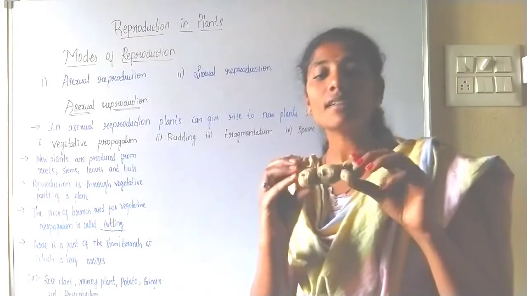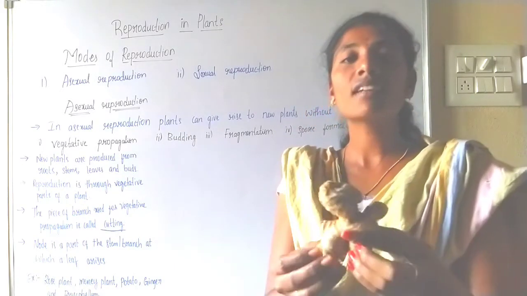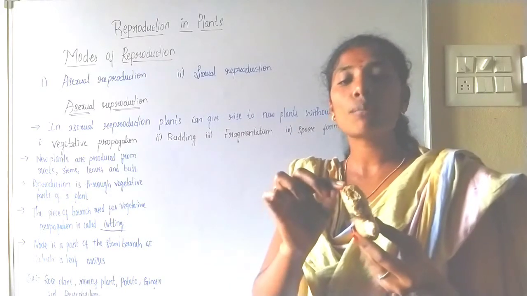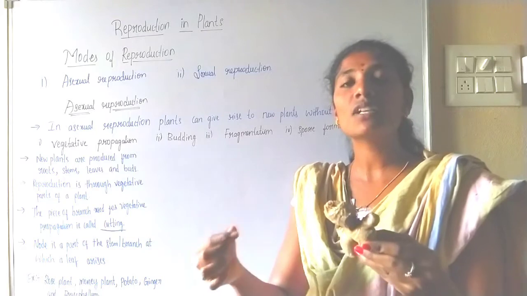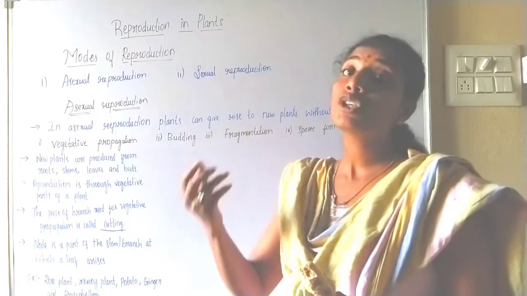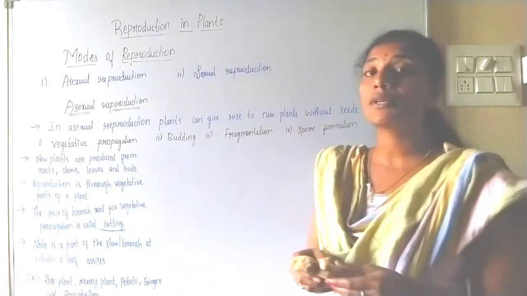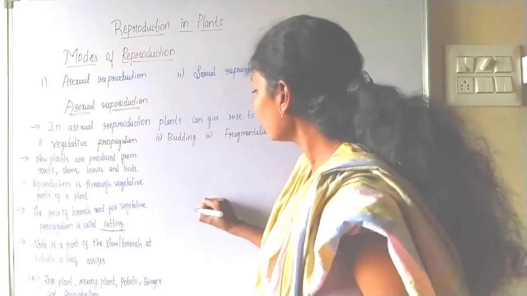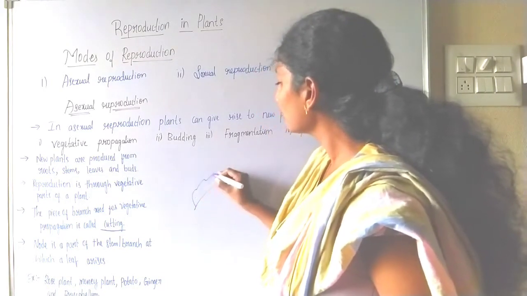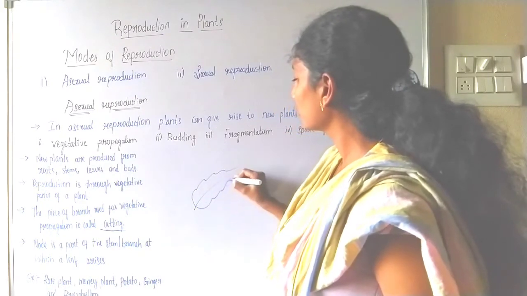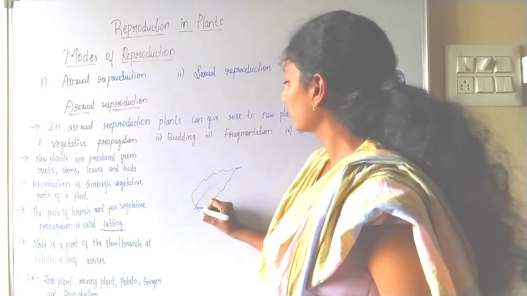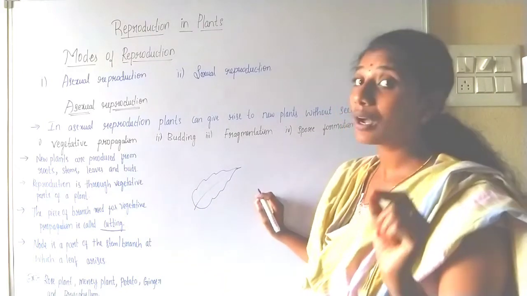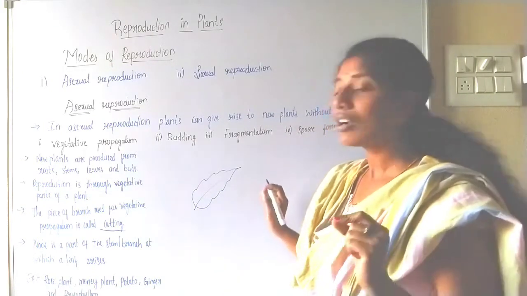This is a ginger. If you keep this ginger in soil, you can see the formation of buds, and these buds will develop into a shoot, and this shoot will develop into a new plant. There is one more plant which is called Bryophyllum. This is the leaf of a Bryophyllum, which is called a sprout leaf plant.